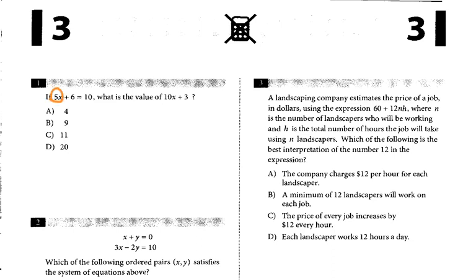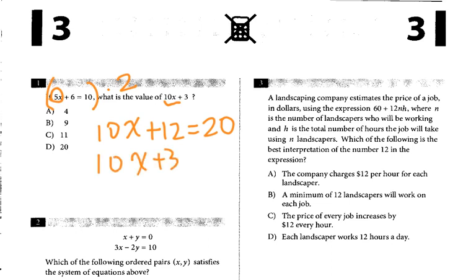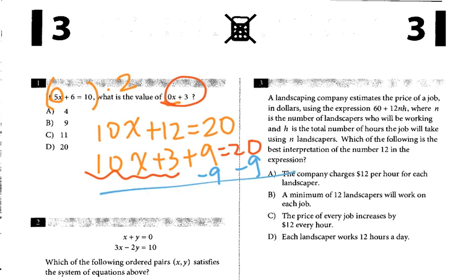I have 5x here, and I'm looking for 10x. So how can I get from 5 to 10? I need to multiply both sides of the equation by 2. So I will get 10x plus 12 equals 20. And I have to create 10x plus 3, so I subtract 9 from both sides. That's why I will get 10x plus 3 equal to 11. That's how you get this answer.